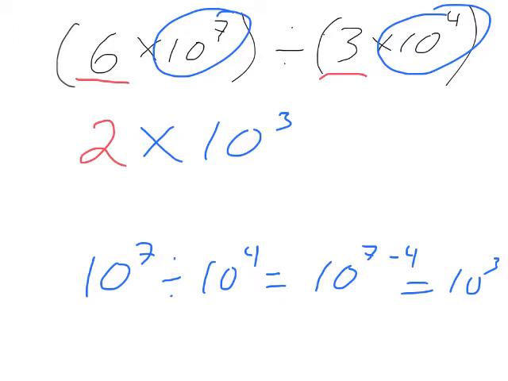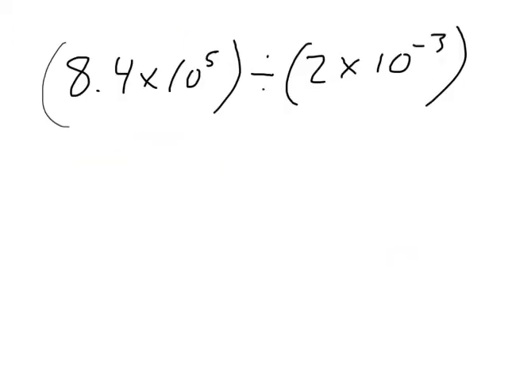That wasn't too bad. Now I have here a little more challenging problem. I say it's a little more challenging because this factor is a decimal being divided by this factor, which isn't. But that's okay, I can do that. I also still see that I have a power of 10 and a power of 10. Again, I'll approach this the same way I did the last one. 8.4 divided by 2. 8.4 divided by 2 is 4.2.